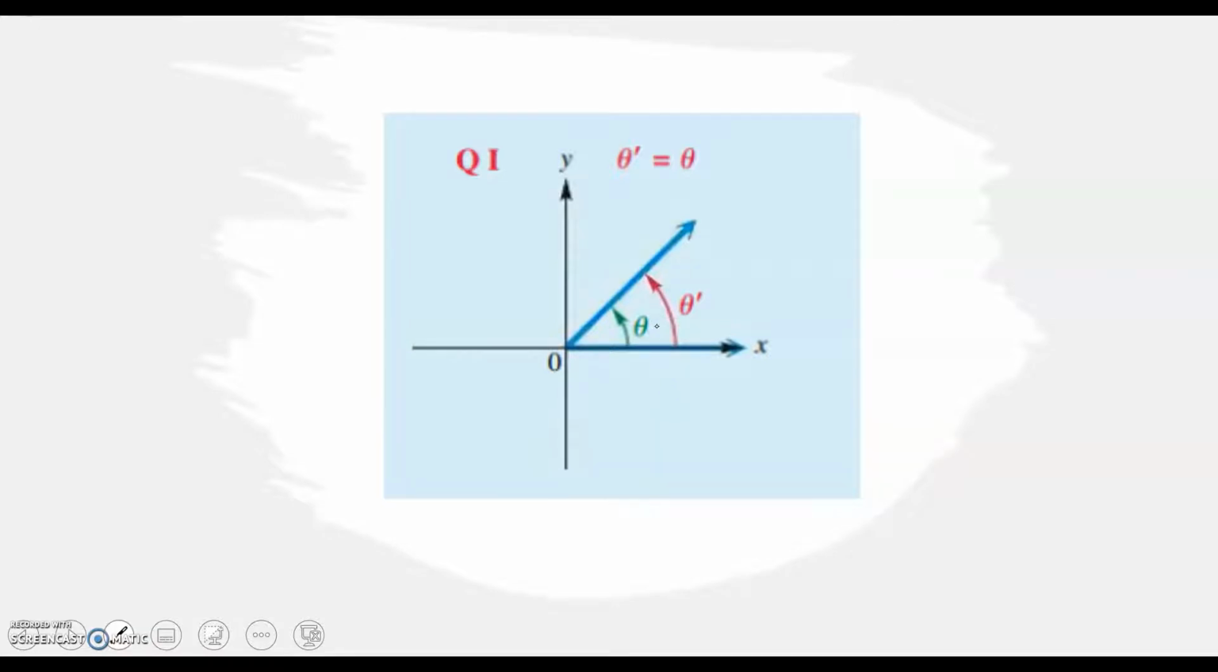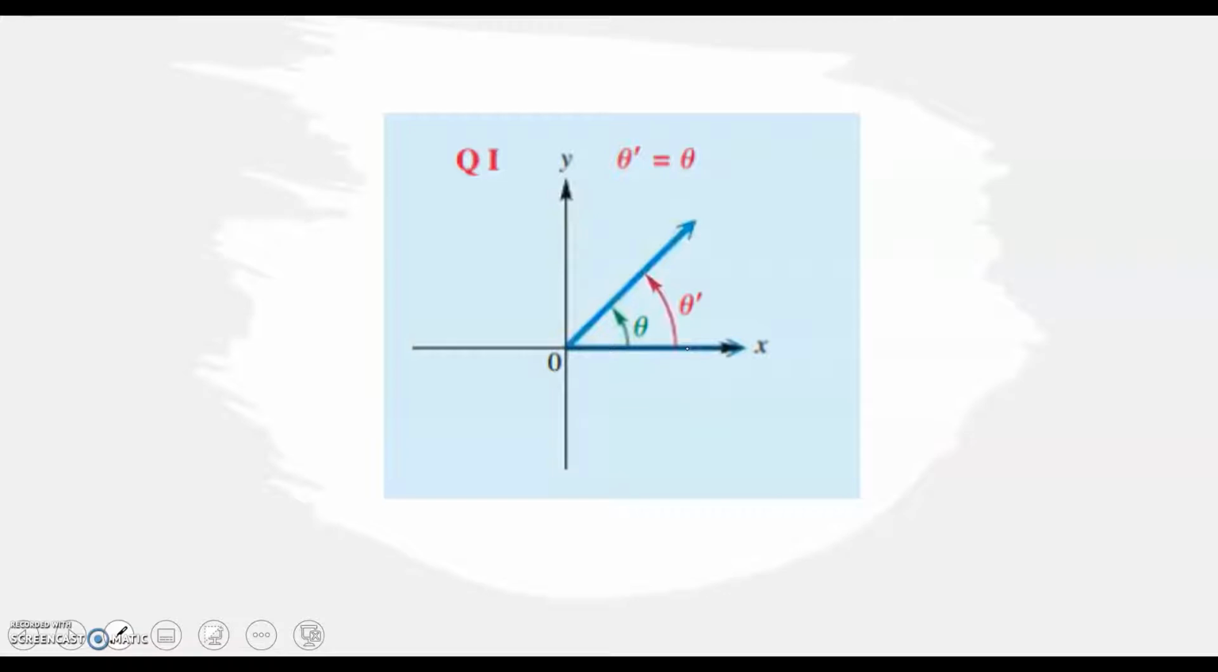So in this case, in quadrant 1, the reference angle, which we call theta prime, this little line right here means prime. We use theta prime to denote the reference angle. It's actually the same as the angle itself. So the reference angle is equal to the angle itself in quadrant 1. That's the only quadrant where that happens, okay?